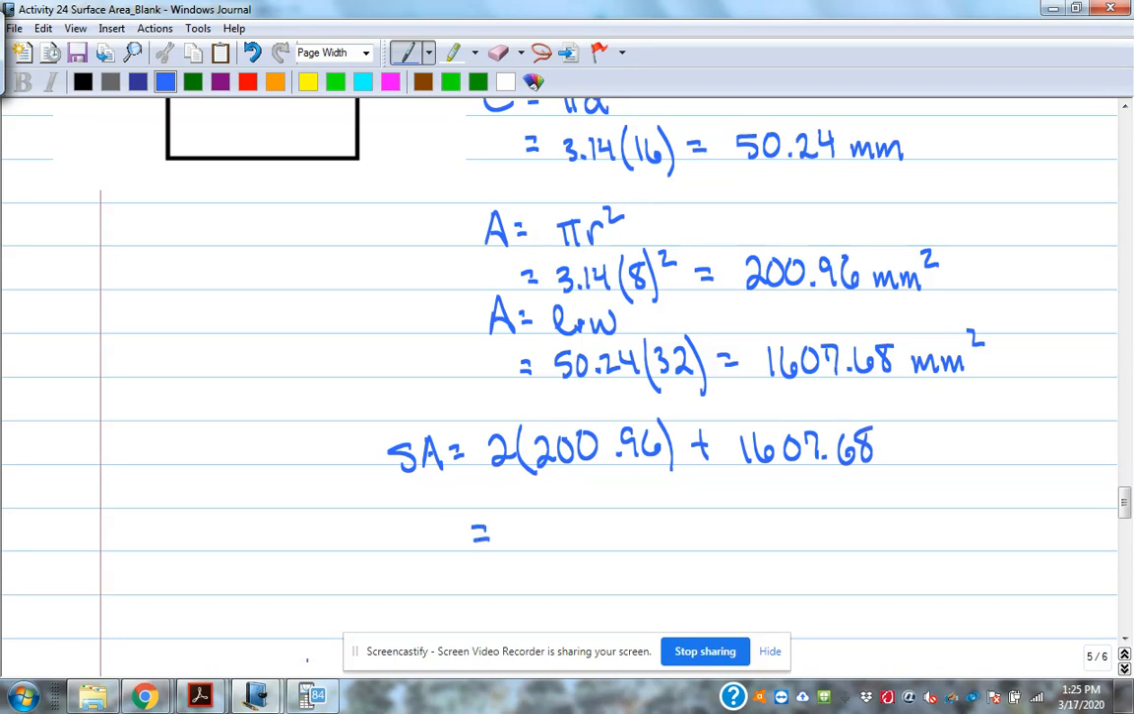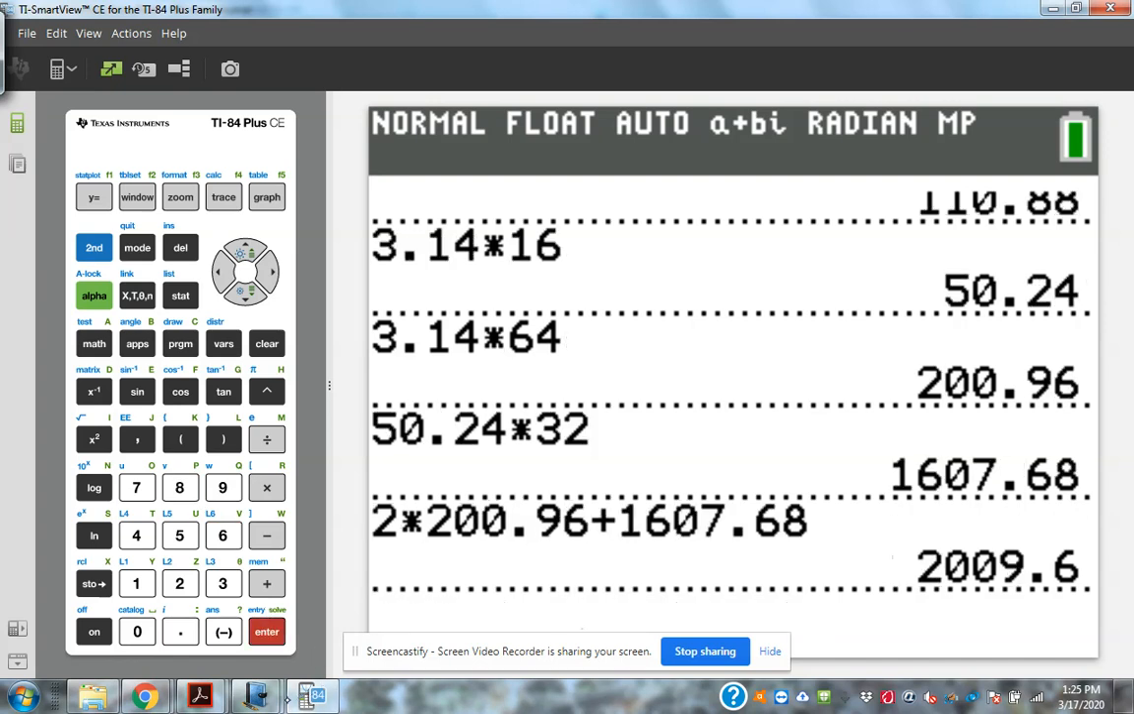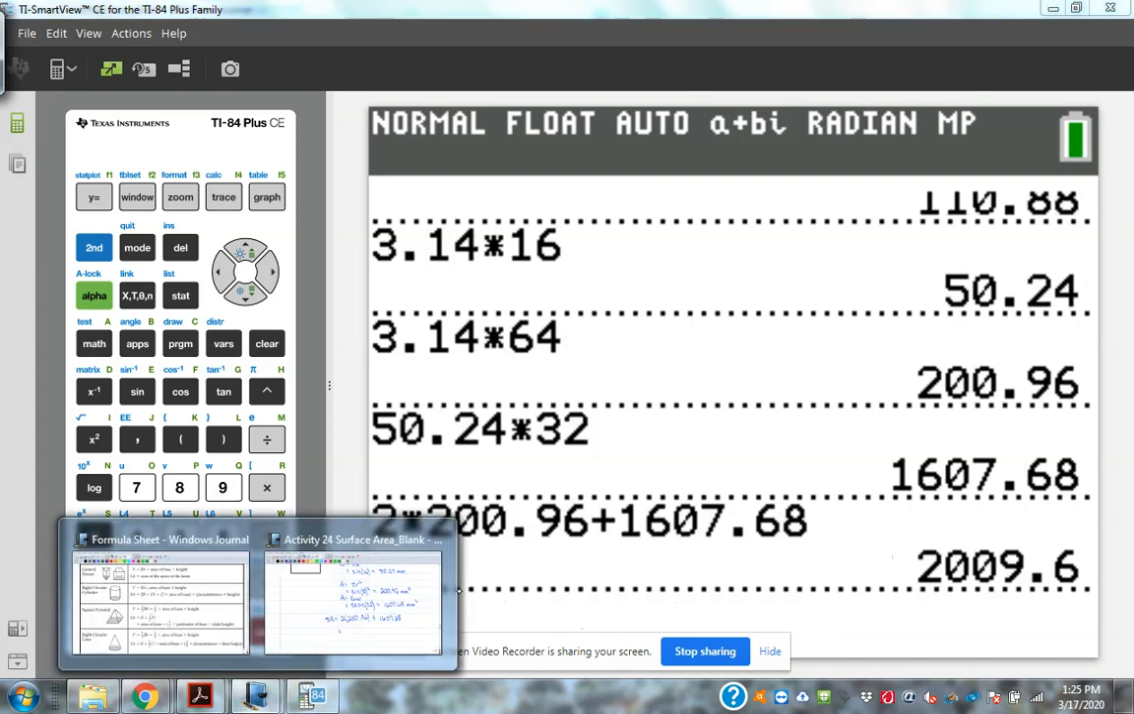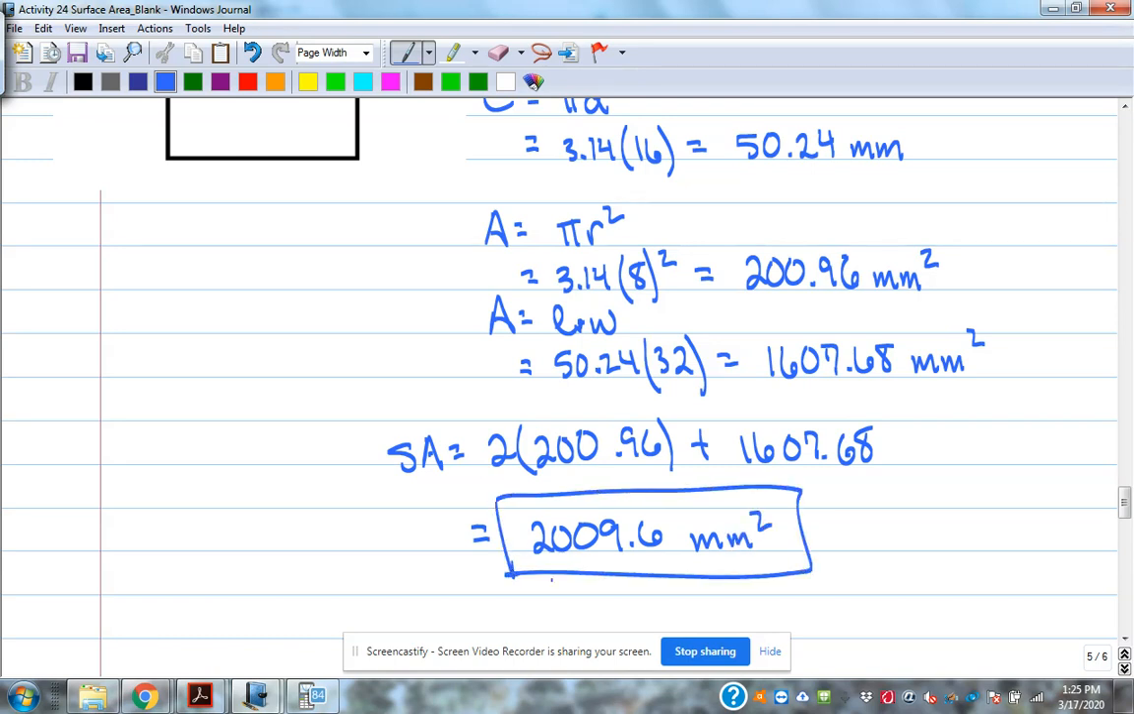Add those up. 2 times 200.96 plus 1607.68. 2009.6 square millimeters is our surface area.